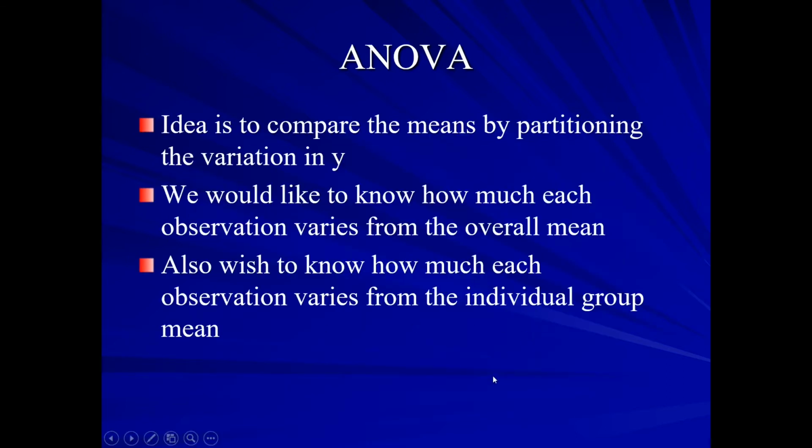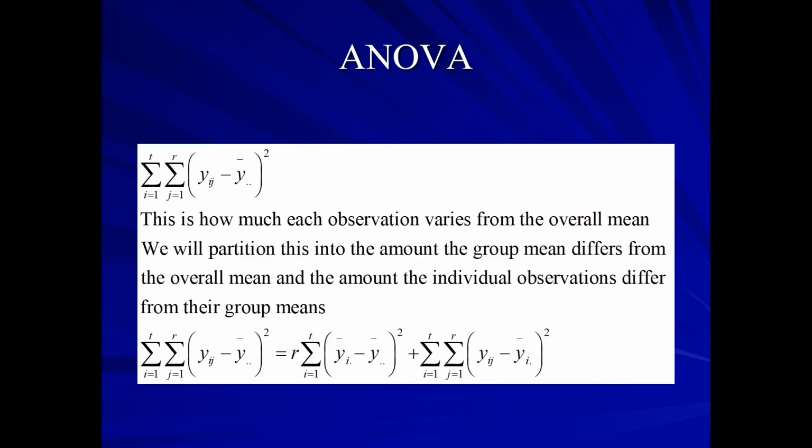Now, the idea here in ANOVA is to compare the means by partitioning the variation in Y. In other words, what we would like to do is determine how much each observation varies from the overall mean and how much each observation varies from the individual group mean. And in order to do this, we're going to have to define several formulas.